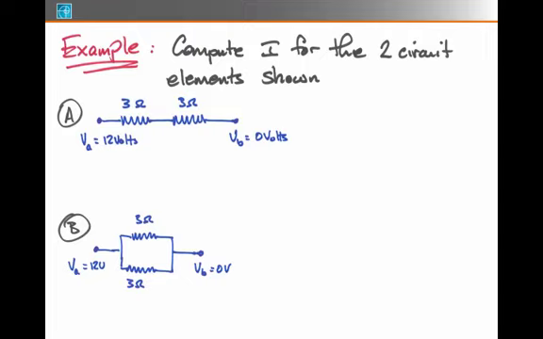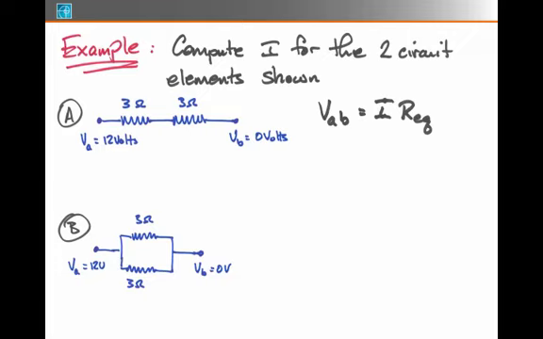Let's work an example where we compute the current flowing through a pair of resistors, either in the case where they're connected in series or the case where they're connected in parallel. In case A, I have two 3-ohm resistors connected in series. They're straddling a point A, which is at 12 volts potential, and a point B, which is at 0 volts potential.